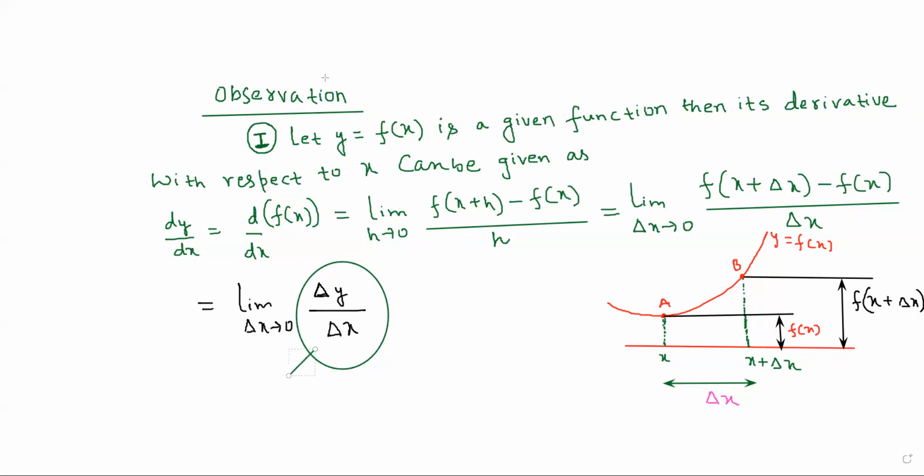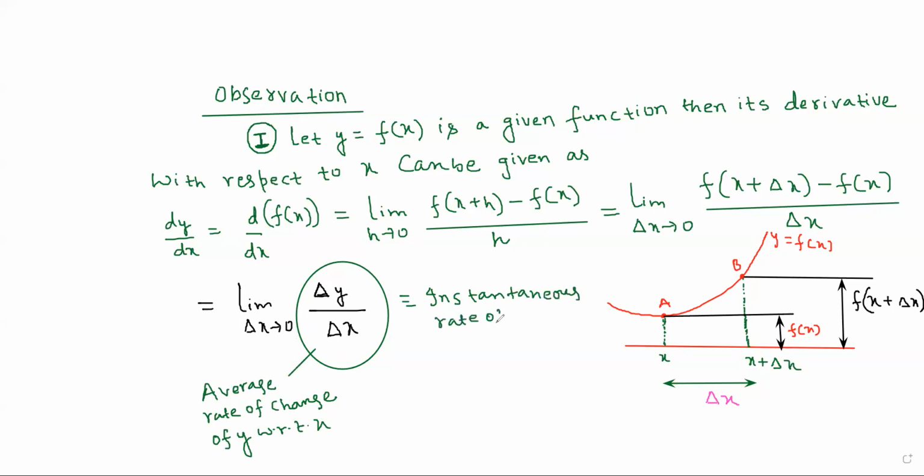So delta y by delta x is simply the average rate of change of y with respect to x. But whenever delta x tends to 0, this is the instantaneous rate of change of y with respect to x. And this is also equal to f dash of x, which is the differentiation of y. So that is the final explanation.